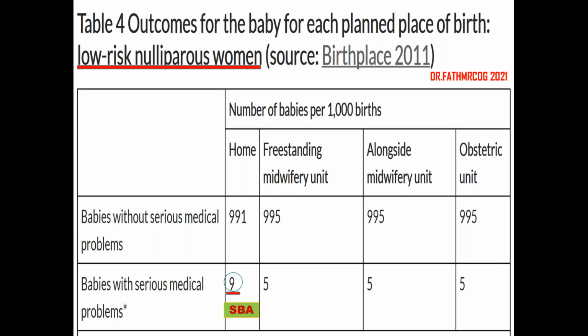But here there's a difference. For babies without serious medical problem, it is the same in nulliparous women and multiparous women. There is no difference; it's the same in the four settings. But in low risk nulliparous women, for babies with a serious medical problem, there is a high rate of about 9 per 1,000. This is higher than in obstetric units, alongside, or the freestanding.